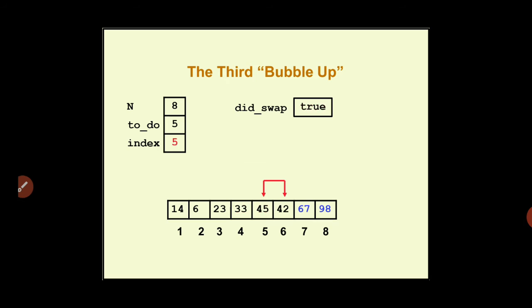Okay, it is right. Then we will go for the next index, this is called fifth, and then the fifth index and sixth index I have to compare. Then 45 is greater than 42, so they will swap with each other, and then the third pass is complete. That means we have fixed three positions: 45, 67 and 98.